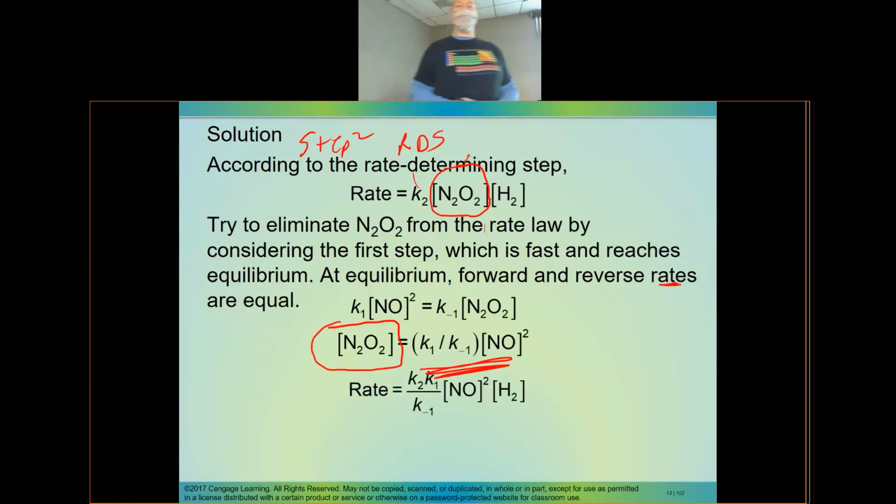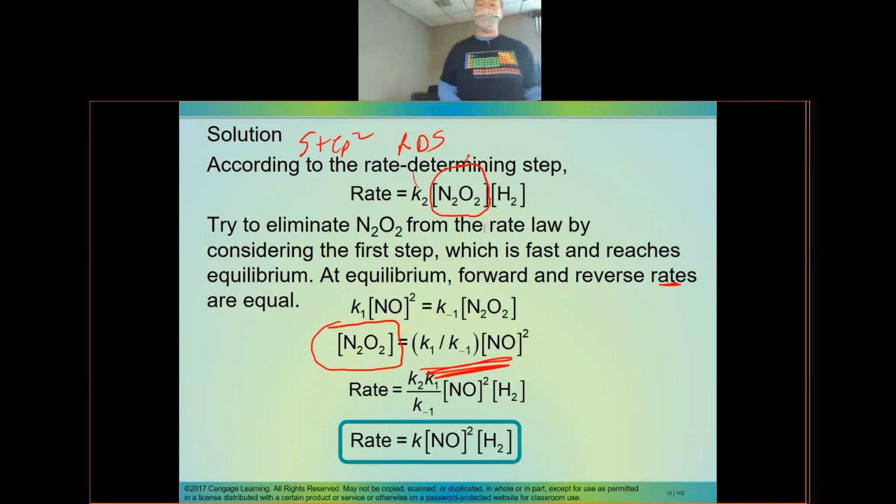And so you have your K2, K1 over K minus 1, NO squared, H2. Again, K times K divided by K, a constant times a constant divided by a constant. You get another constant, so you simply change that to, it is the constant for the reaction. And so it's second order with NO, first order with H2. Right, so those are the steps that you'll have to do.